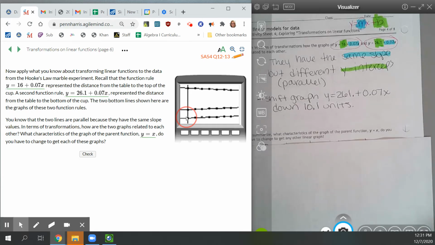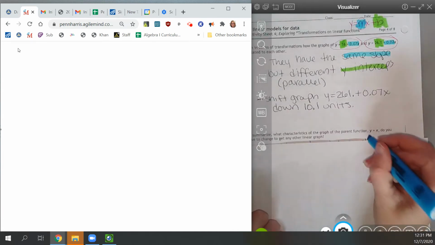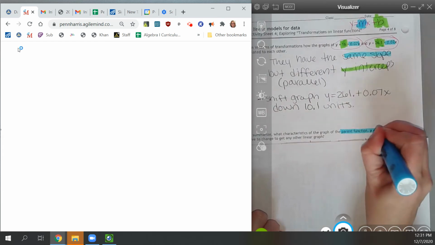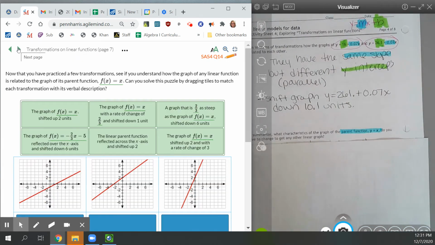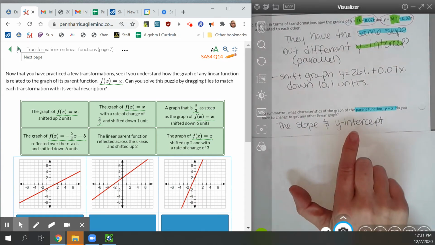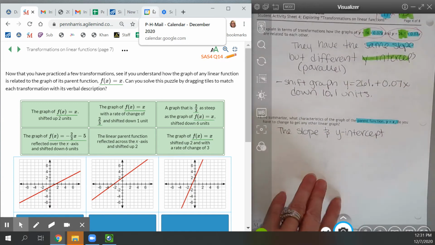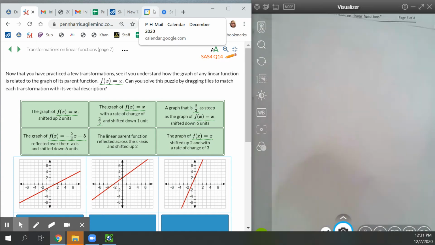Okay. And then question 13. To summarize, what characteristics of our parent function, our mother function, y equals x, do we have to change to get any other linear graph? And that's basic, the slope and the y-intercept. Okay, those are the two things that we change. All right, let's go on to the next page, which is matching.